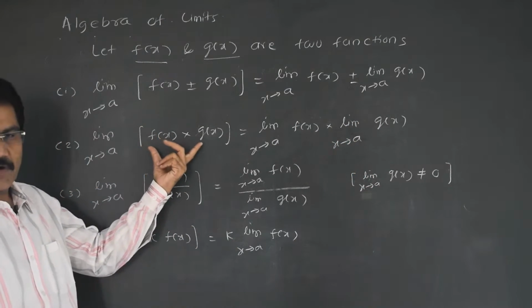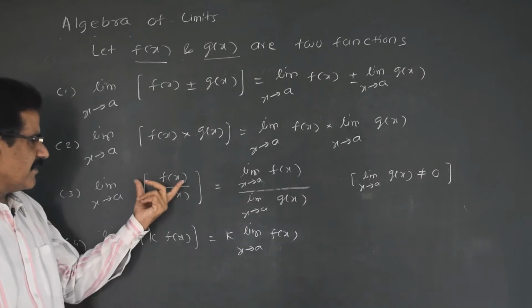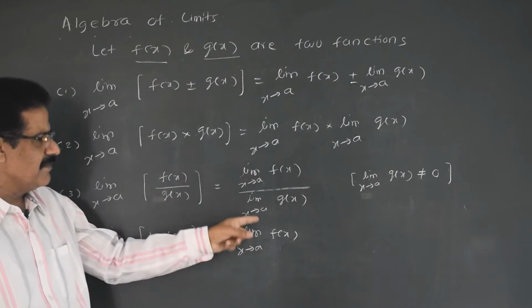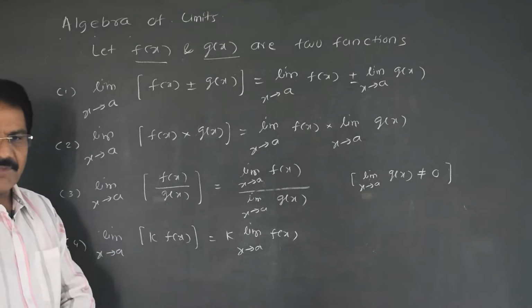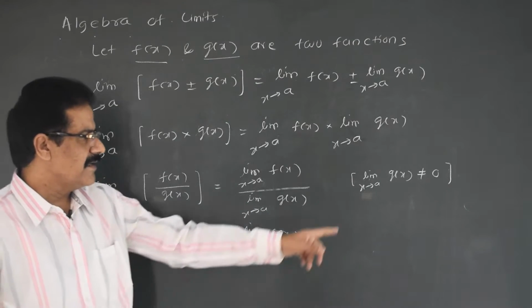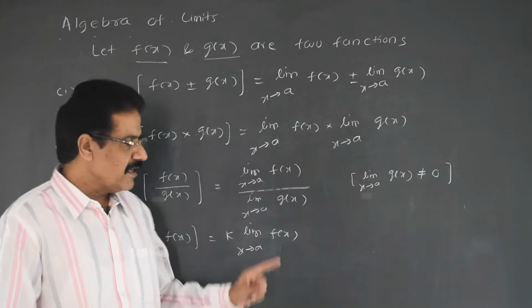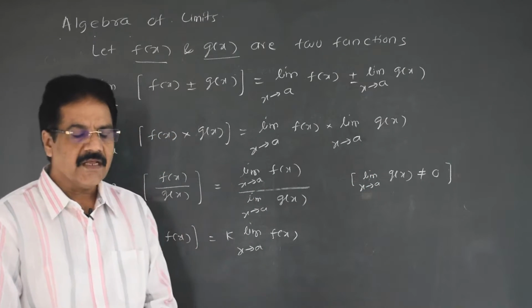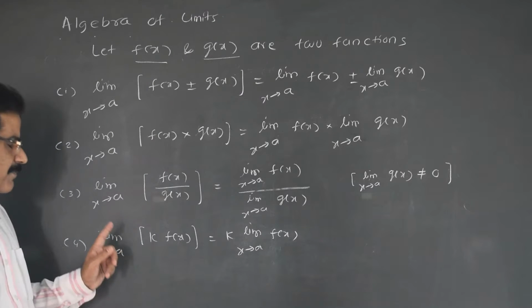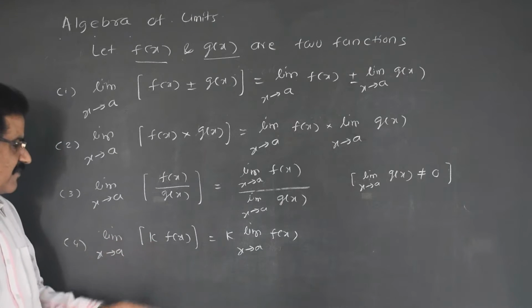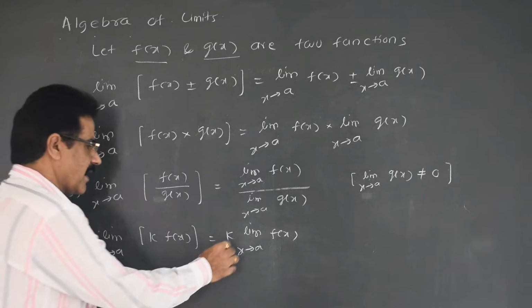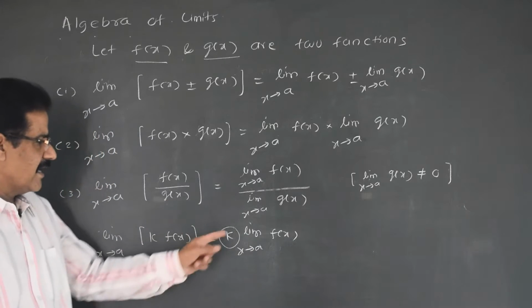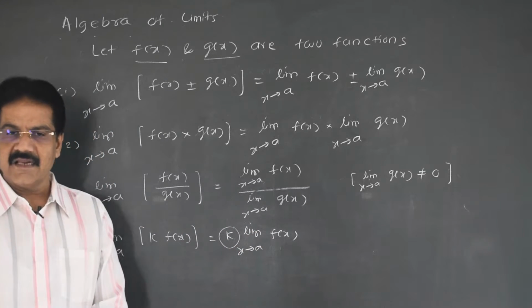whenever there is a product of two functions, and whenever there is a division of two functions, again limits are to be separated. But an important condition in the division is that whenever you take the limits, particularly for g of x, the denominator should not be 0, otherwise it will not be defined. And whenever there is a product of a constant term with the function, first of all you are going to take that constant term outside and then only we can take the limits.